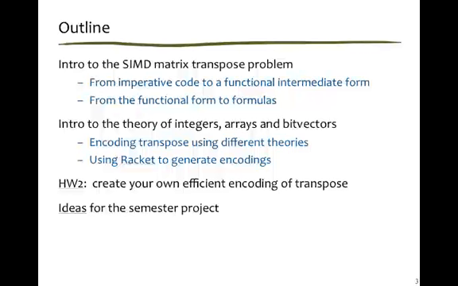Today we're going to talk about the theory of arrays, integers, and bit vectors. And I'm going to show you briefly how to use Racket to generate an encoding for this particular problem. Homework 2 is going to be for you to create your own efficient encoding of this problem, plus some twists. And Ross is going to finish up with a 15 to 20 minute presentation on some of the ideas for your semester project, in case you haven't chosen one yet.